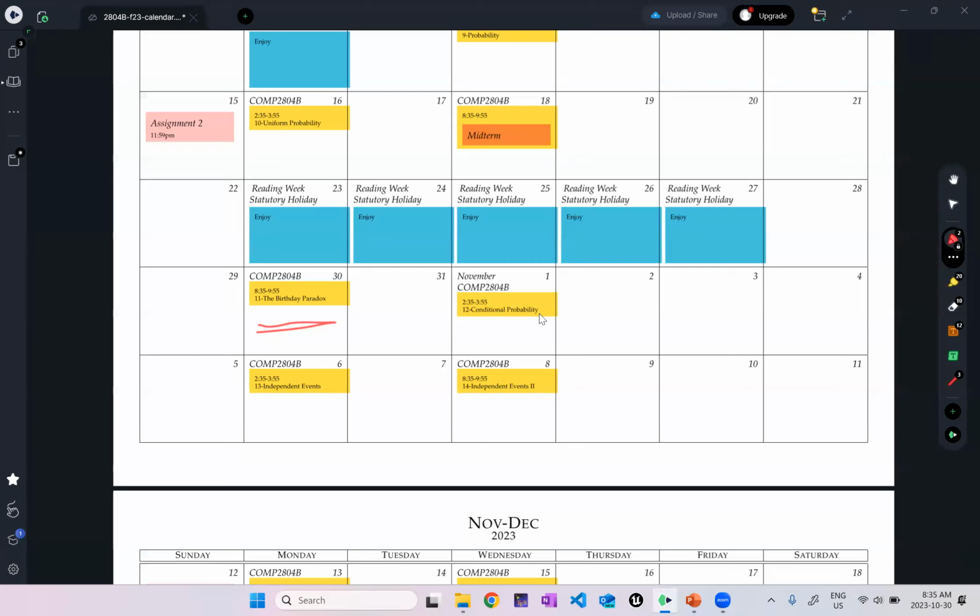So today we're not actually talking about the birthday paradox, although we might get to it. We might start on it. We'll be talking about uniform probability.